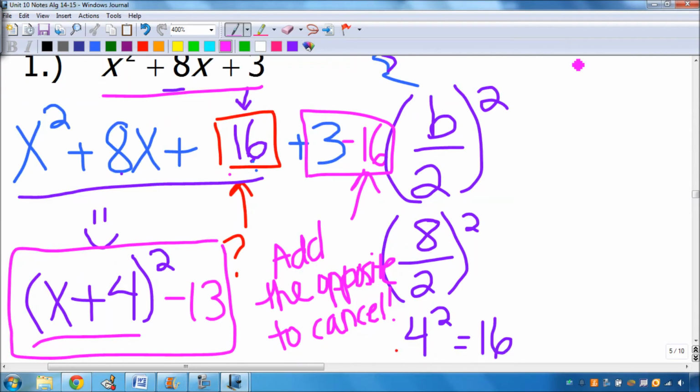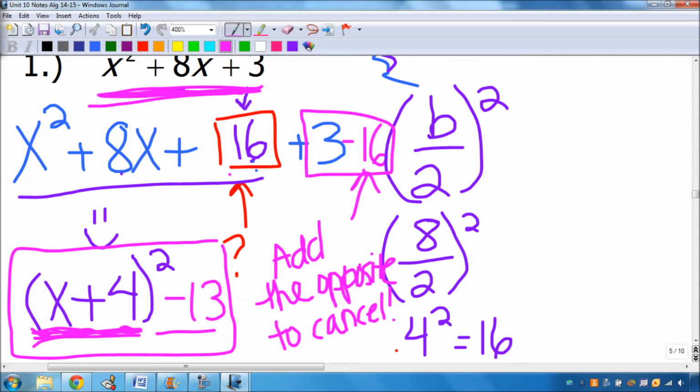And if you were to actually multiply this all out right here, using the box or using the distributive property, and then you were to subtract 13 from that answer, you would get this answer right here. They are equivalent to each other, so you haven't really changed anything at all, okay?